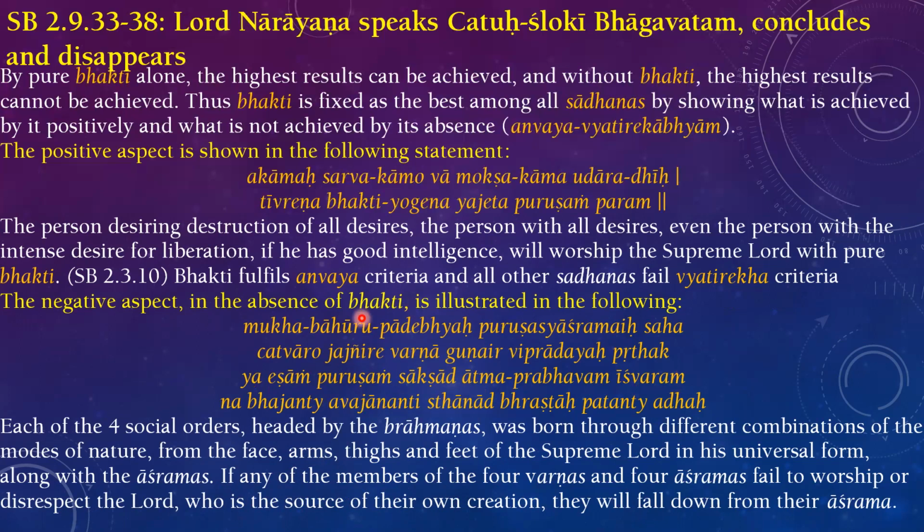All the four varnas and four ashramas, along with their duties, are manifested from different bodily limbs of the universal form. But na bhajanty avajananti, without proper understanding of whom to worship and whom not to worship, if they fail to worship the Supreme Lord, sthanad bhrashtah patanty adhah. If they are Brahmanas now, in the next life they become Kshatriyas, then Vaishyas, then Shudras. They actually fall down from their current position if they fail to worship the Supreme Lord by performing their varnashrama duties. This is the result. They are performing their varnashrama duties perfectly, but they are not worshipping the Lord. The result is they will come to the lower order.